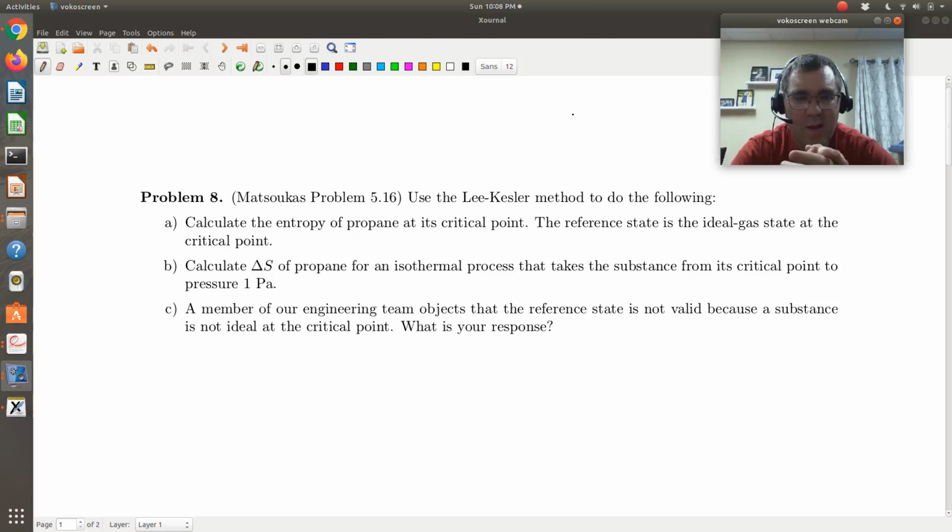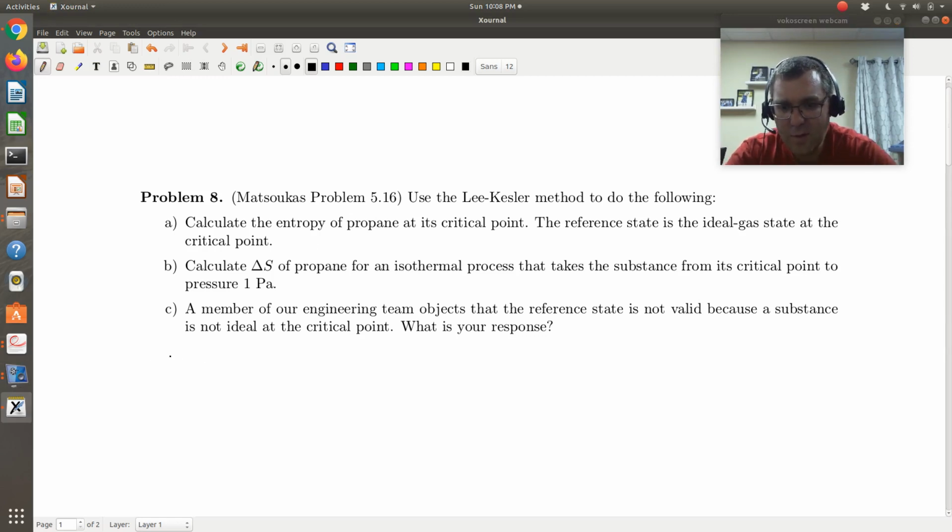All right, let's take a look at problem 8. So problem 8 will be similar to problem 7, only here we're going to be asked to use the Lee-Kessler method. And so just essentially a little recap here of taking notes of how we're going to take this.